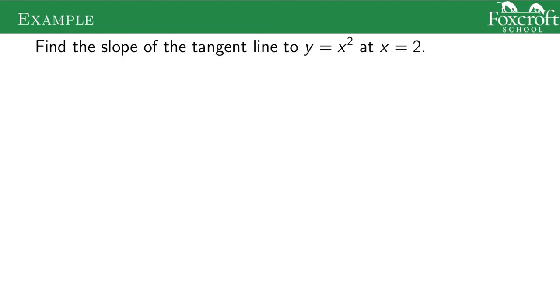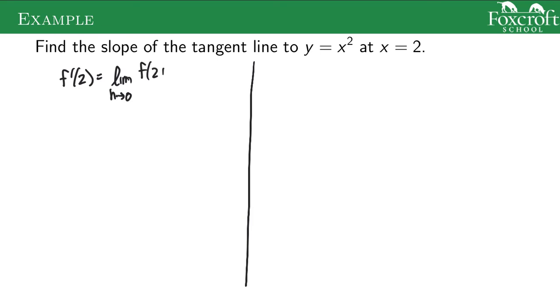All right, so we want to find the slope of the tangent line to y equals x squared at x equals 2. So first let's find the derivative at x equals 2, f prime of 2. Remember that means the derivative at 2. Now we have our limit definition. We have a couple of different definitions, but this is the one I like the most: the limit as h goes to 0 of f of 2 plus h minus f of 2, all over h.